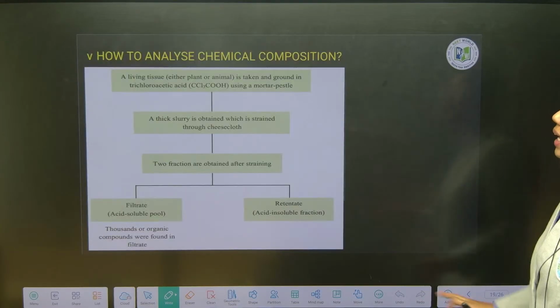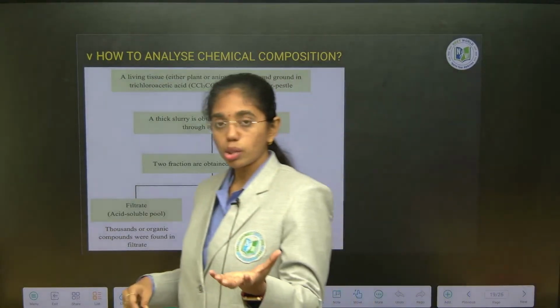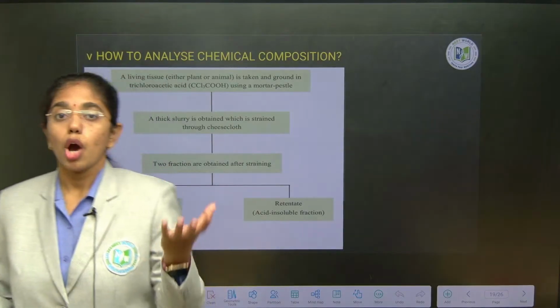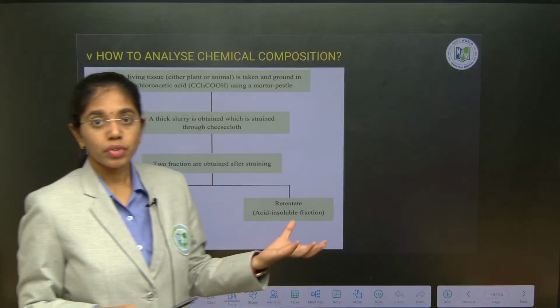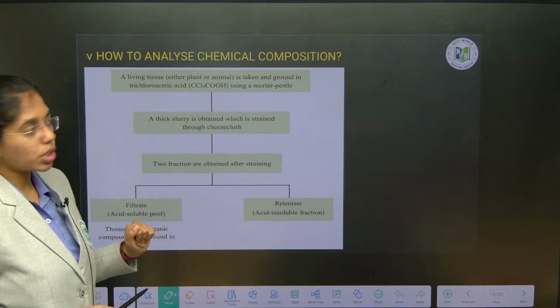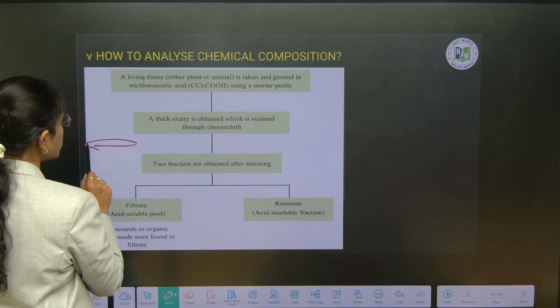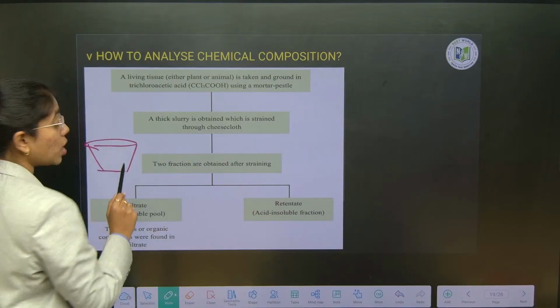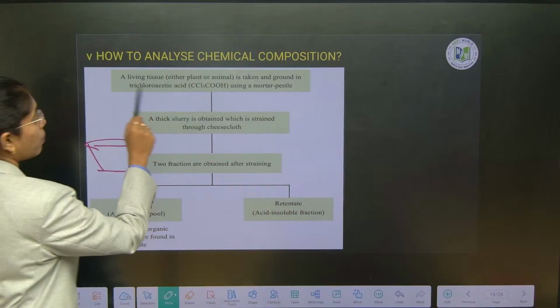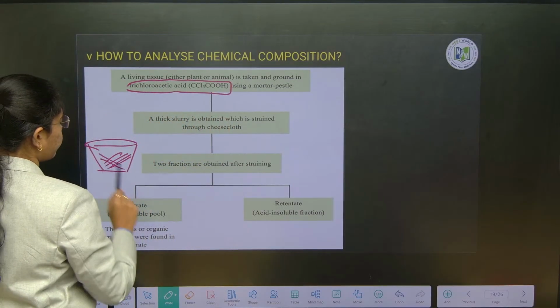How the chemical analysis is performed, how you will get to know about the elements, chemical constituents, cellular constituents which are present in a living tissue. What is the procedure for that? How do you analyze a chemical composition? First you have to take a living tissue, which is taken in a mortar, and by using mortar and pestle and the chemical trichloroacetic acid, this is ground.